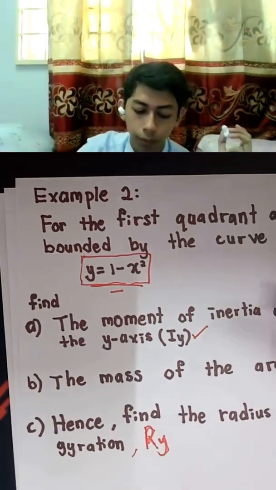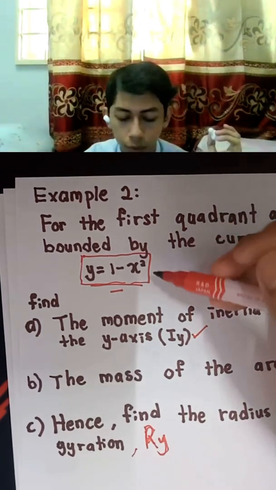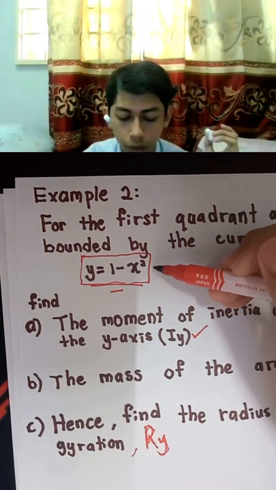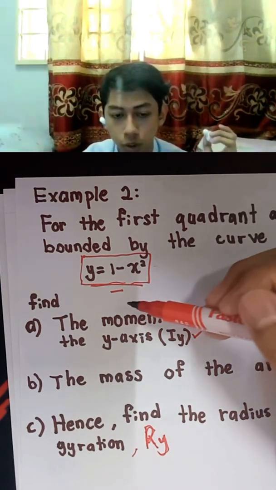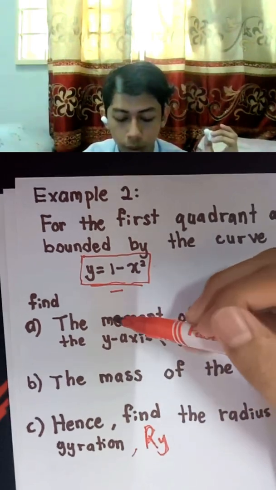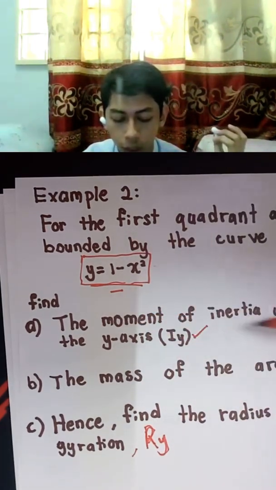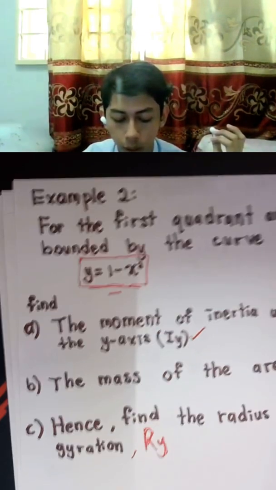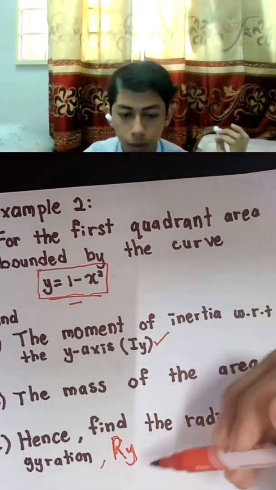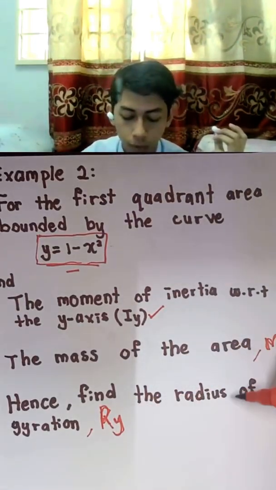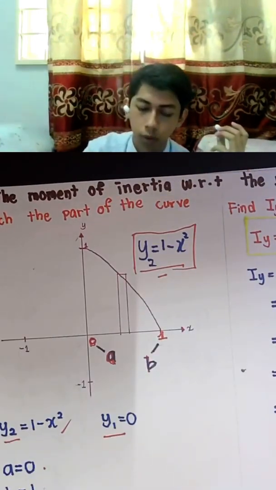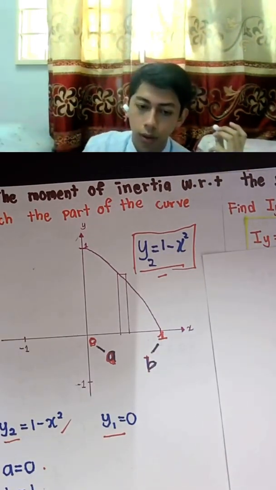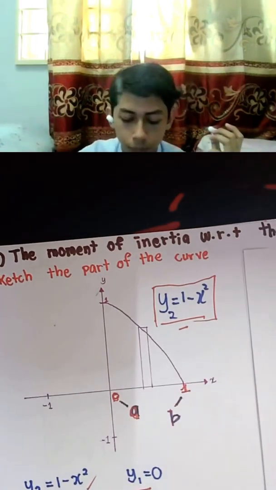We have an example here. For the first quadrant area bounded by the curve y equals 1 minus x squared, we are going to find Iy, the moment of inertia with respect to the y-axis, and m, the mass of the area, and we are going to find Ry, the radius of gyration. First, we look for the moment of inertia.